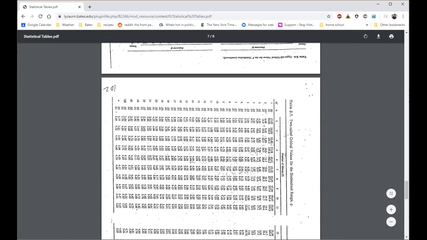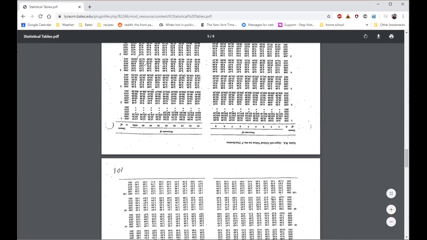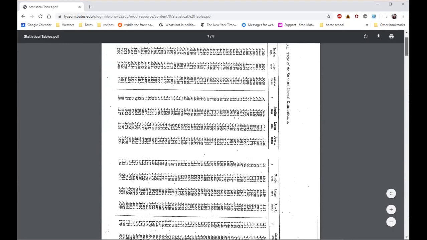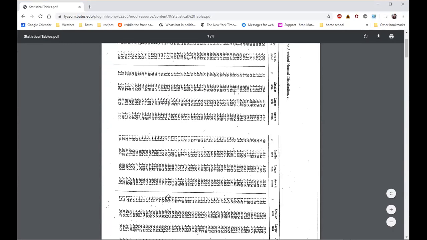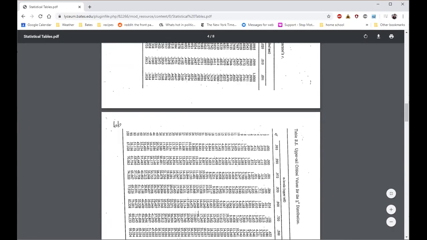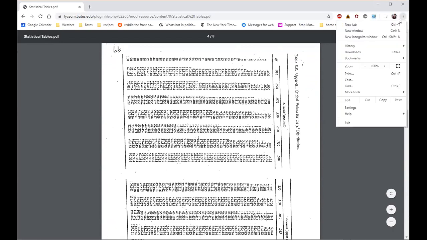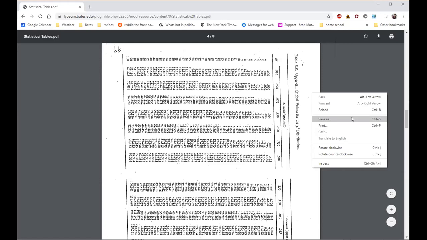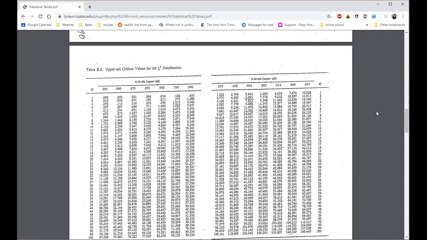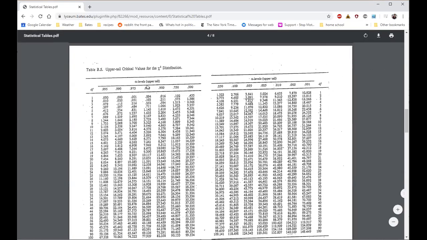Oh, wow, it's all upside down. Here's the F table. Oh, my scrolling is just not cooperating. T table, here we go, table B5, the upper tail value for the chi-square. Let's see if I can rotate this. Rotate counterclockwise. Yay. All right, there's something that looks reasonable.